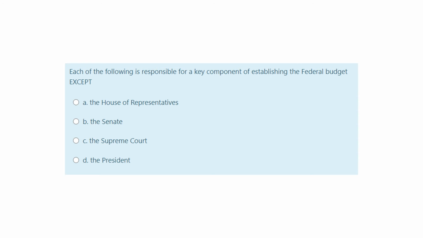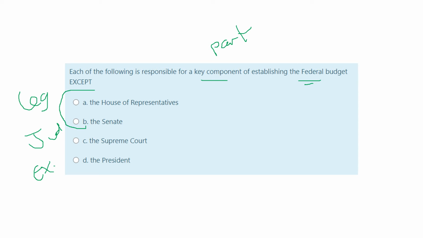Now, each of the following is responsible for a key component, a key part of establishing the federal budget, except who? Now, this is the legislature. Supreme Court is the judiciary, and the president is the executive. You should know that all bills, all laws about spending money have to begin in the House of Representatives. The Senate also must agree, but they must begin in the House of Representatives. And that's because in the very beginning, the House of Representatives was chosen by the people and the Senate was chosen by the leaders of the state.